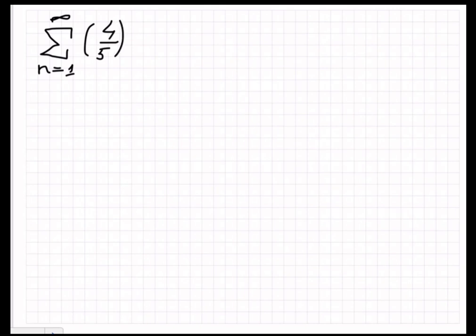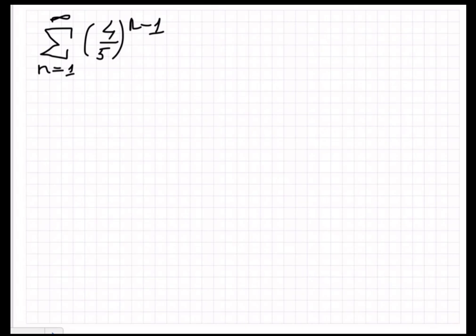Now, sometimes the infinite series may be presented in summation notation. So, if it's given to you like this, how can you find the sum of the infinite geometric series? Well, you can begin by listing out the terms.